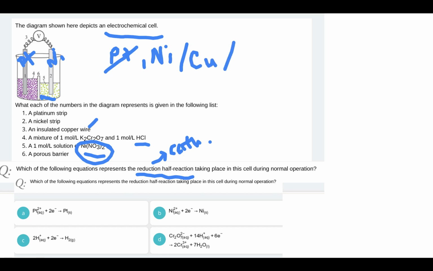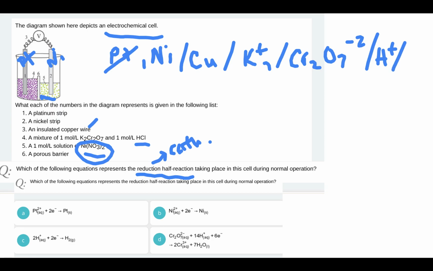are traveling. You have potassium dichromate, so that means you have K positive and Cr2O7. You also have HCl, which is a strong acid, so H ions and Cl ions. And I'm just missing water. We also have water present because we're in solution.